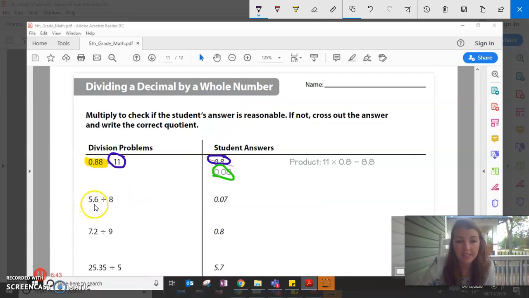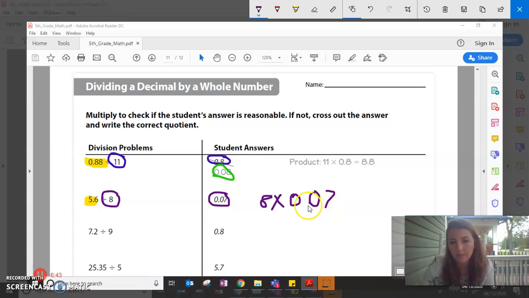So we have 5 and 6 tenths divided by 8. And they're saying the answer is 7 hundredths. We're going to check it by multiplication. So again, we're going to multiply our divisor by our quotient and see if we get 5 and 6 tenths, or a dividend. Okay, so 8 times 0 and 7 hundredths.